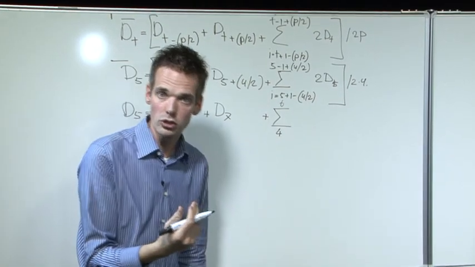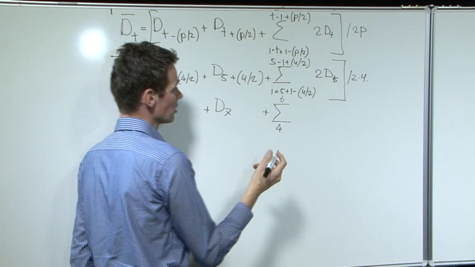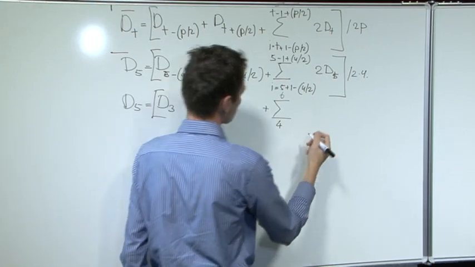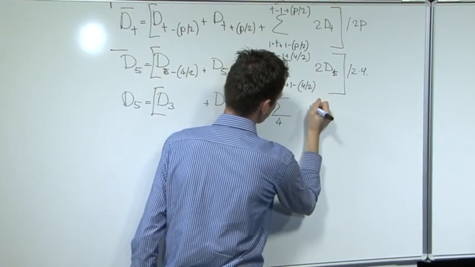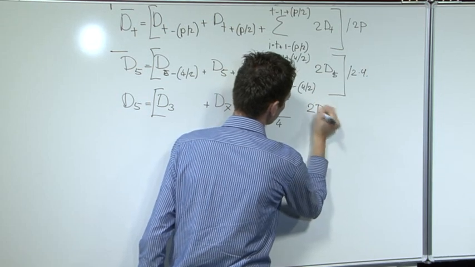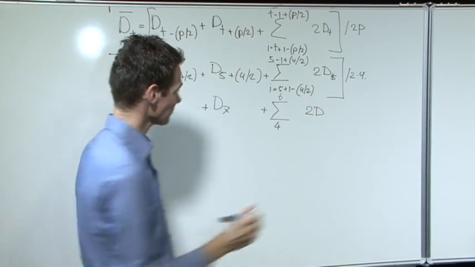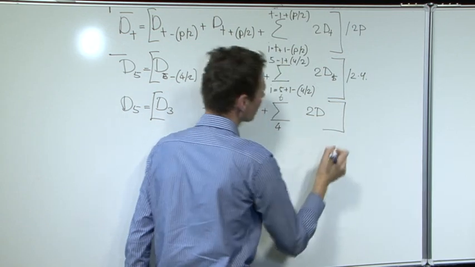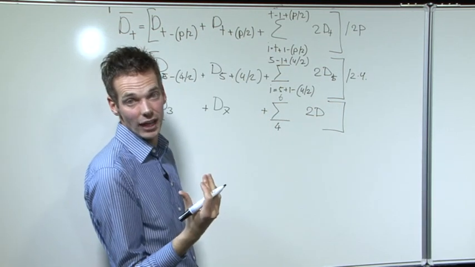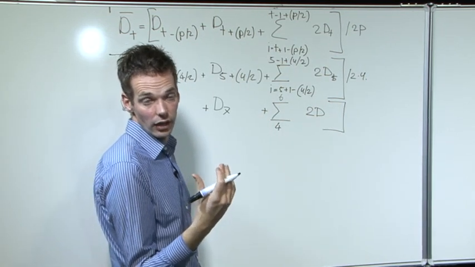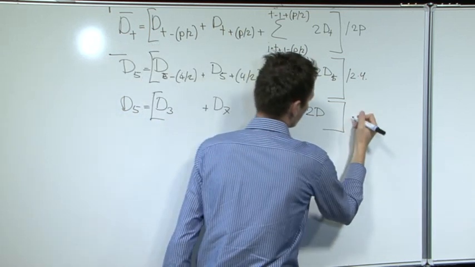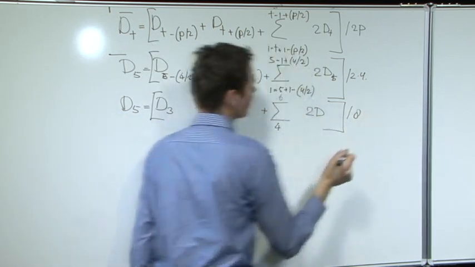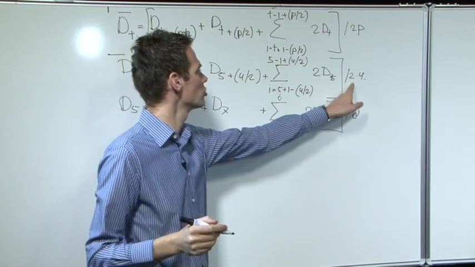And what do we do? What do we sum? That is 2 times d. And this whole we have to divide by 8, as 8 is 2 times 4.